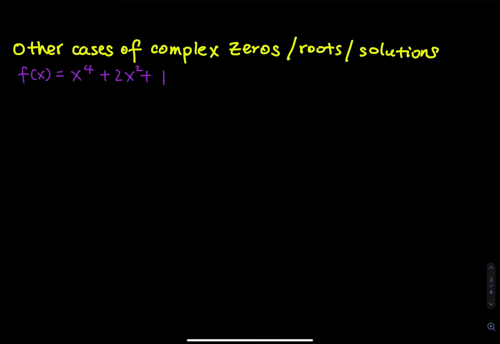Let's take a look at other cases of complex zeros, complex roots, complex solutions. Just three names. They are the same thing depending on the textbook you use. All right, so I want to do a fourth degree polynomial and then we try to do a quadratic formula. So f of x equals x to the fourth plus 2x squared plus 1.